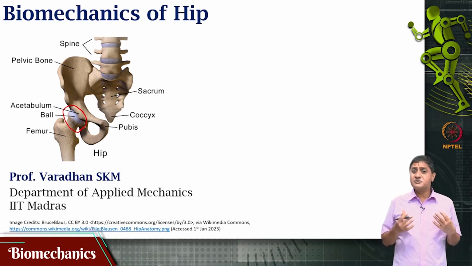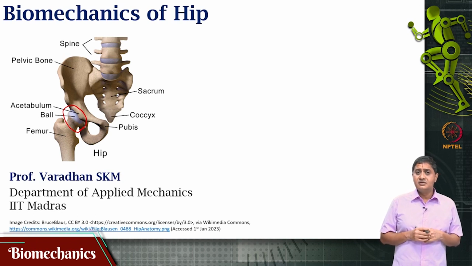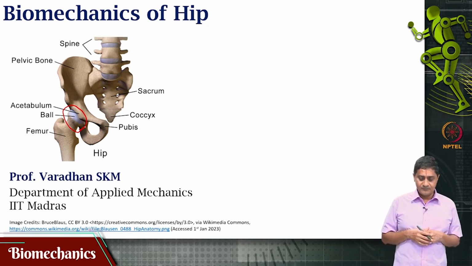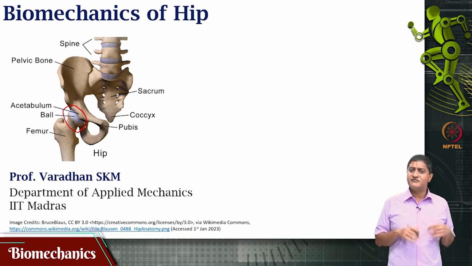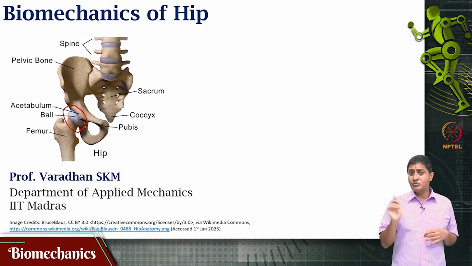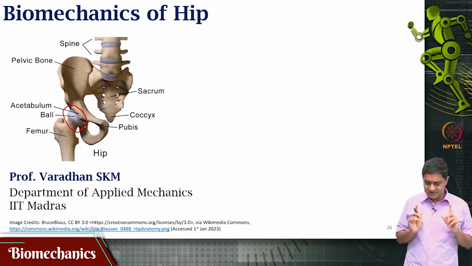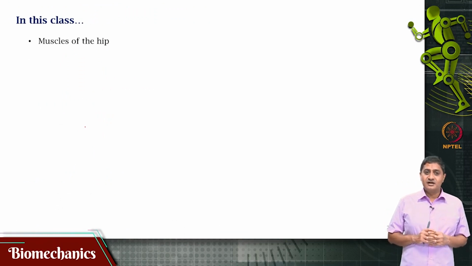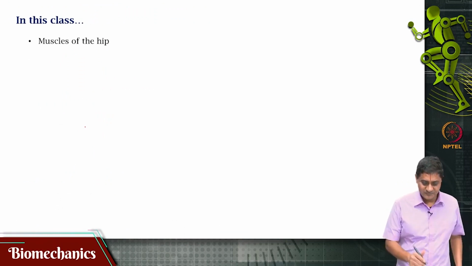A very crucial function is weight bearing, and weight bearing during dynamic activities such as walking, running, jumping and so on and so forth. Movements: forward and backward movements, that is flexion and extension, medial and lateral movements or sideways movements, abduction and adduction, and rotation, internal and external rotation. This is what we saw in the previous class. In this video, we will be looking at the muscles of the hip.